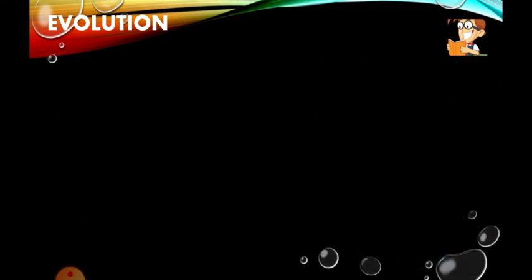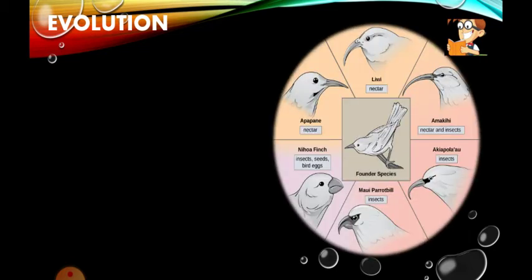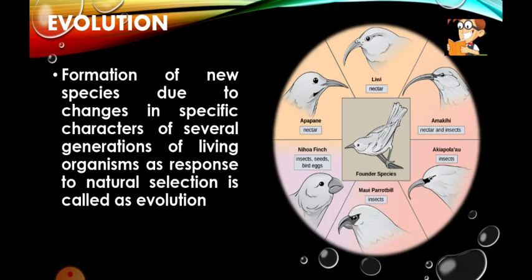Now let's go a little further and find out what it is. So, formation of the new species, how it has taken place. Formation of new species is due to changes in specific characters. Every time there are changes taking place. These changes are slow, gradual, but changes are taking place after some time. So due to these changes, specific characters have been developed, and due to these specific characters, there was formation of the new species. So it is because of the changes in the specific characters of several generations of living organisms as a response to natural selection that is called evolution.